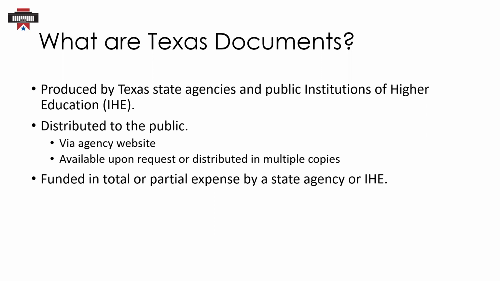The essential criteria for Texas documents are that they are produced by Texas state agencies and public institutions of higher education, distributed to the public, which could be via an agency website, upon request, or distributed in multiple copies, and funded in total or partial expense by a state agency or institution of higher education. For example, reports of environmental studies requested by the Texas Commission on Environmental Quality.